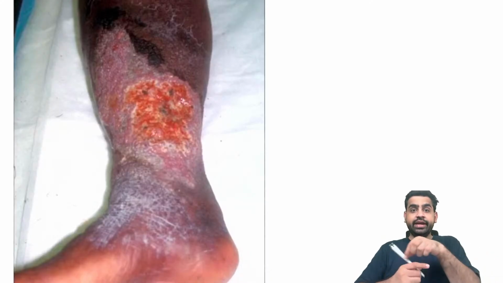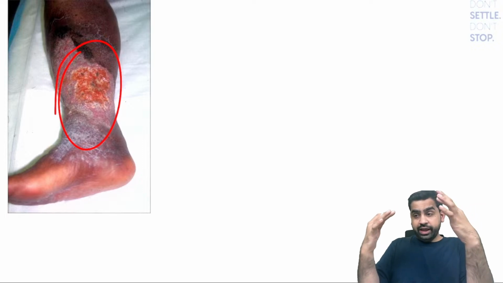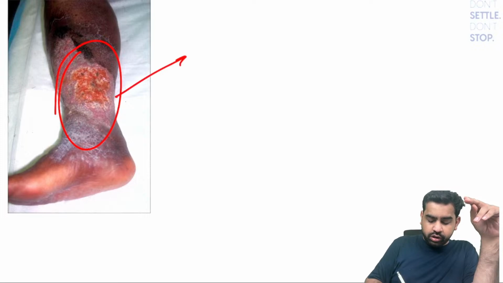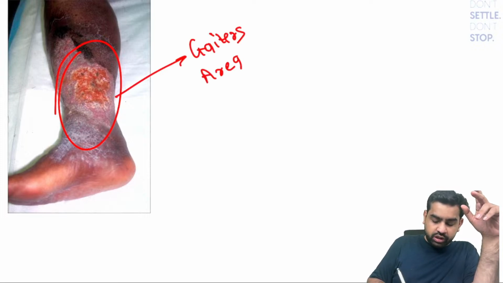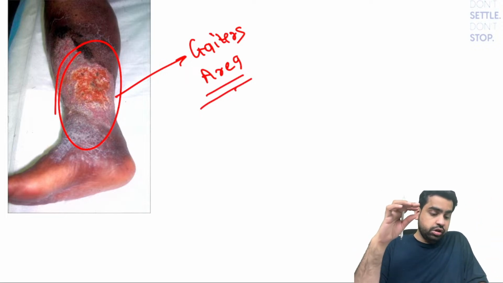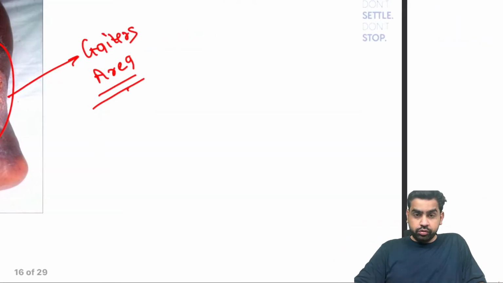Okay, to begin with, what is this? This is what you call the gaiter area. This is the medial part of the leg, the medial lower one-third to two-thirds of the leg. This is the gaiter area, and this is a characteristic location for what you refer to as a venous ulcer. I hope you have understood this particular point.